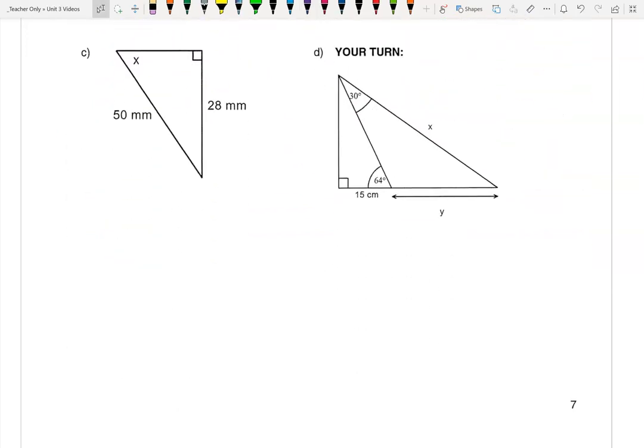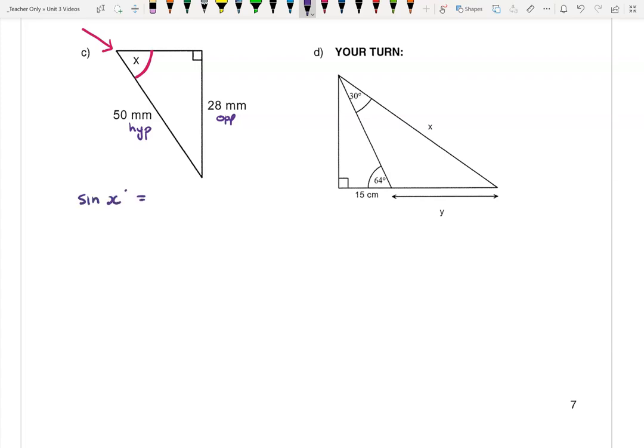So let's have a look at part C. I've got a right angle triangle. I know two sides, but this time I want to find the size of angle X. So I'm still going to look from that angle, and I recognize that I've got the opposite side involved and the hypotenuse. So I'm going to use the sine ratio. But this time I'm going to solve for angle X.